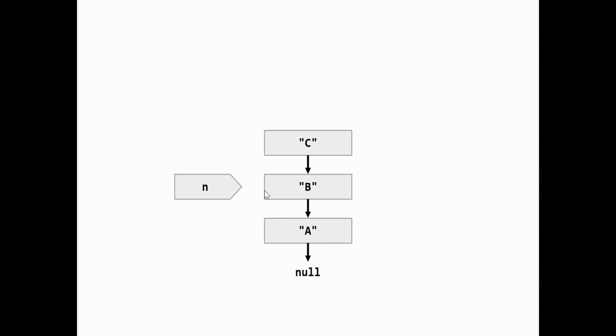So n is pointing at the b. n.next is that link there, which points at the a. So n now points at the a. Is n null? The answer is no. So process the a. n equals n.next. Now n's null. So I've processed all the nodes in the sequence.